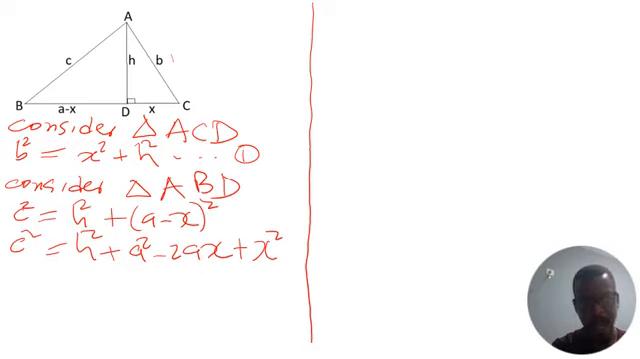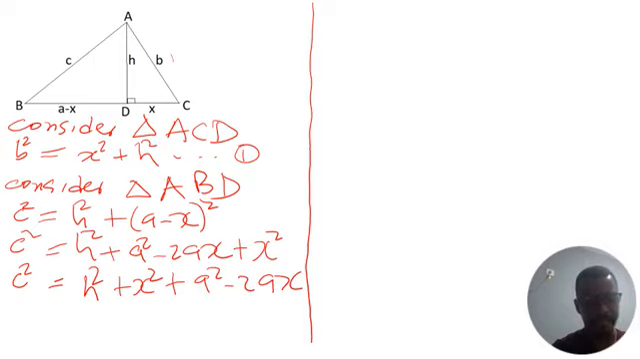But if you look here, we have H squared and X squared, or we can just rewrite this one as C squared is the same as to say H squared plus X squared plus A squared minus 2AX. What we have put up here is the same as what is up there.